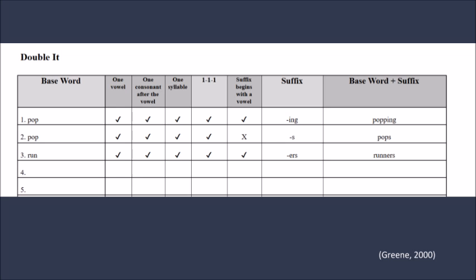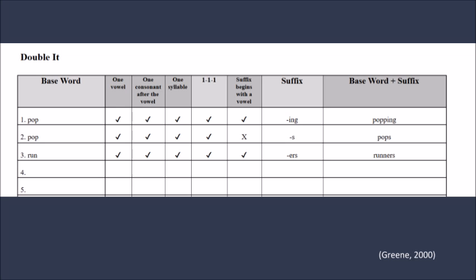Look at the first example with the base word pop. The suffix is ing to make the word popping. So the word pop has one vowel, so we check that box. It has one consonant after the vowel, and it has one syllable, so it follows the 1-1-1 rule. Now we also need to look to be sure the suffix begins with a vowel, and the ing suffix does begin with a vowel. So we double the consonant P in popping.